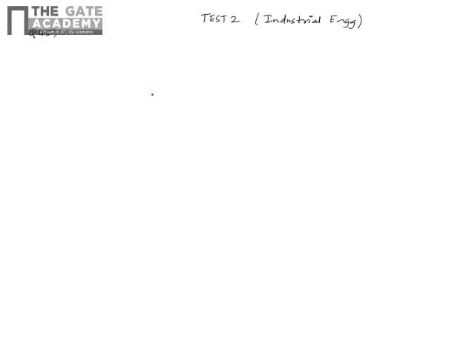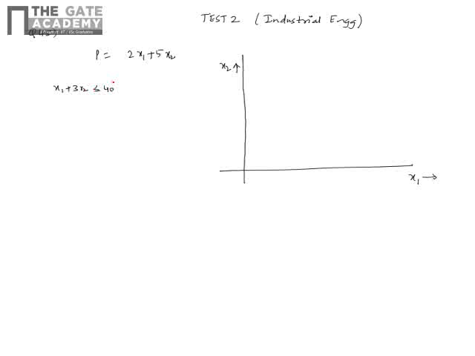x1, x2 is given, so profit is expressed as 2x1 plus 5x2. The production constraints are given. So let's plot these constraints. I'm plotting x1 on the x-axis and x2 on the y-axis. The first constraint is x1 plus 3x2 should be less than or equal to 40. So when x2 is 0, x1 is 40, that is (40, 0), and when x1 is 0, x2 is 40 by 3.